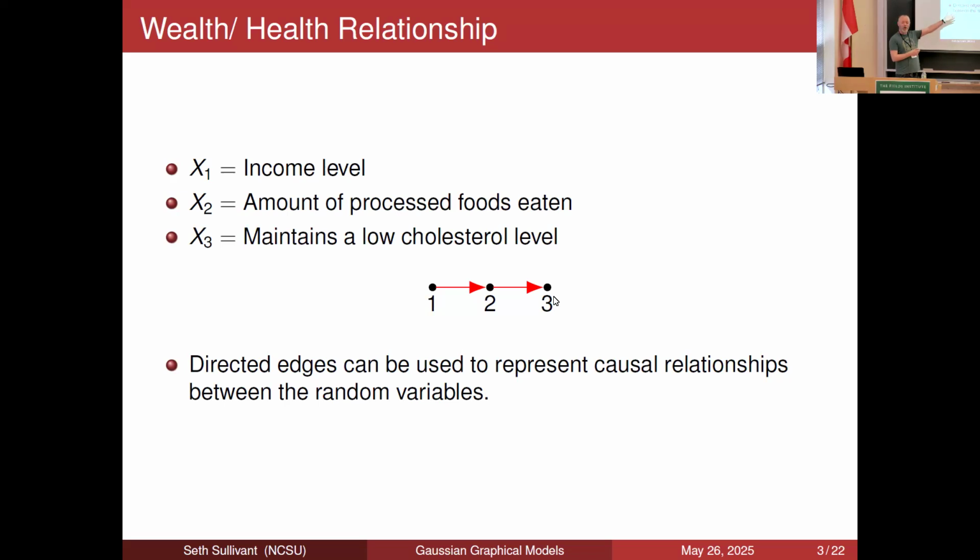So you might think about a graph structure relating those random variables where you use directed edges to express relationships, because how much money you make affects how much highly processed foods you're going to eat, which in turn affects your cholesterol levels. So it's very natural to think about a directed graph expressing causal relationships but affecting the structure of the random variables.